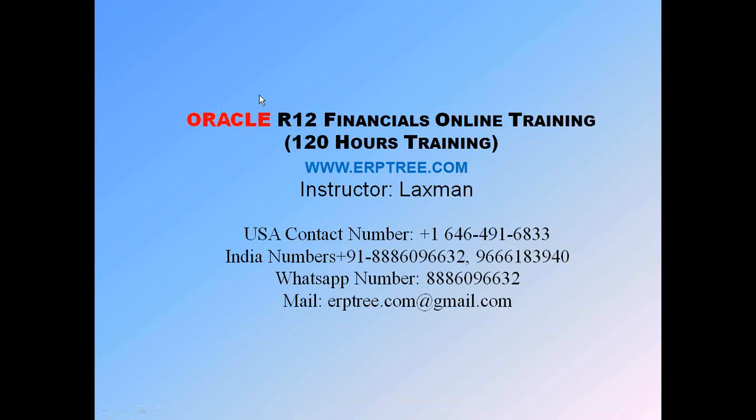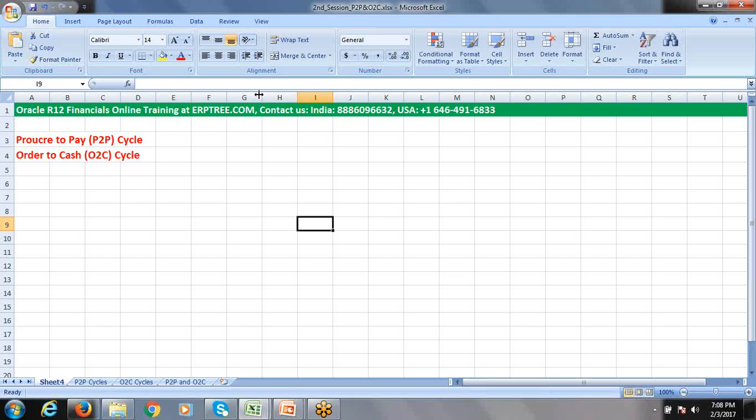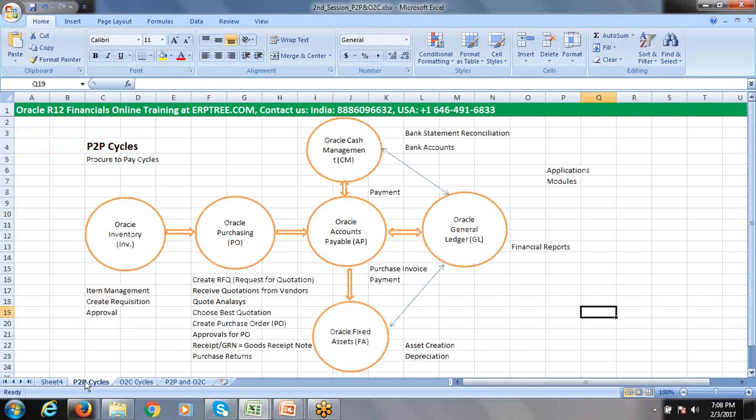So, in yesterday's session, we discussed the procure to pay cycle and order to cash cycle, the P2P and O2C cycles. In the P2P cycle we discussed what the process involved is, and which departments have their own responsibilities.